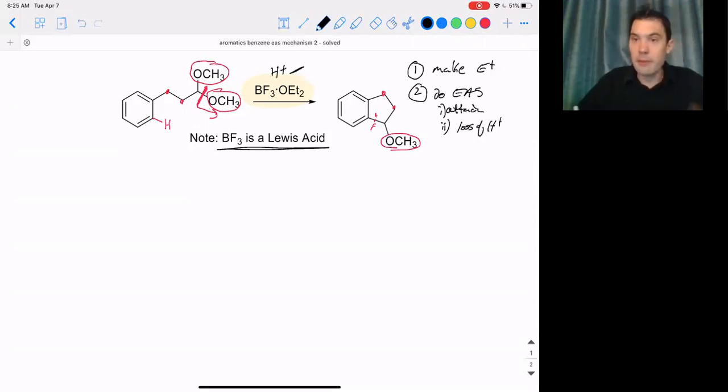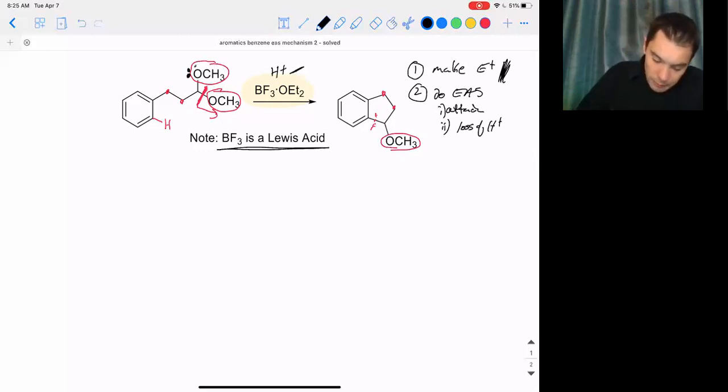And the bottom half of this, step 2, the do EAS, is the same regardless of what the electrophile is and regardless of what the substrate is. So really all of these complicated, challenging mechanism problems come down to, can you make a strong electrophile? And protonating something is a really good way to do that, or binding it to a Lewis acid.